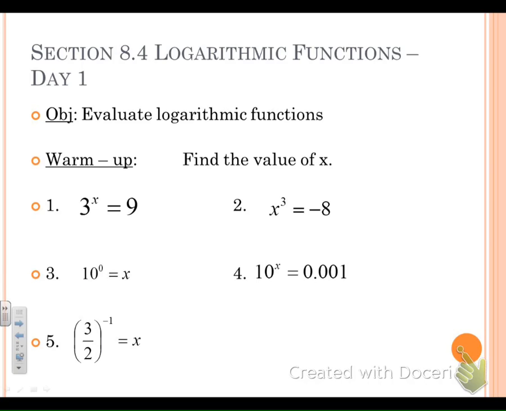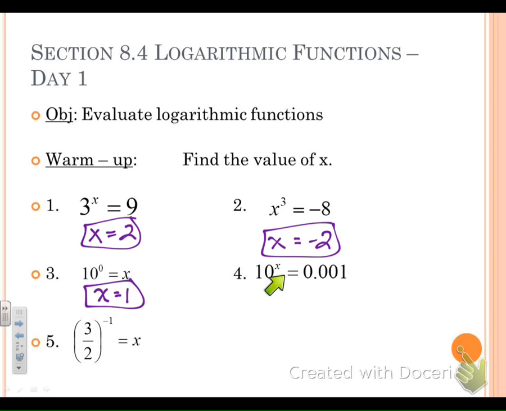Looking at the answers. 3 to what power gets us 9? That power has to be 2. What to the third power gets you -8? That has to be -2. We actually learned how to undo a cubed power last chapter, where you take the cubed root of both sides. We haven't learned yet how to figure out an exponent. Anything to a 0 power is 1. So in this case, the x spot is 1.